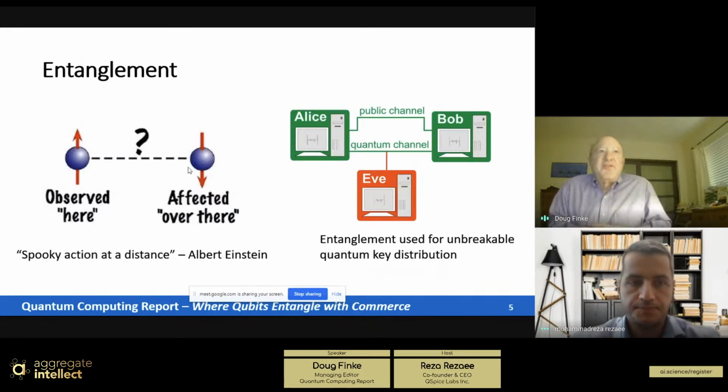The second effect is entanglement. And entanglement is something Albert Einstein called spooky action at a distance, where basically you can take two particles and they're linked together such that if you do an action on one of them, it will affect what's happening on the other one, even though the other one could be miles or even worlds away. It happens instantaneously, and that's actually one of the keys to unbreakable quantum key distribution that is used. But entanglement is also very important for quantum computing.